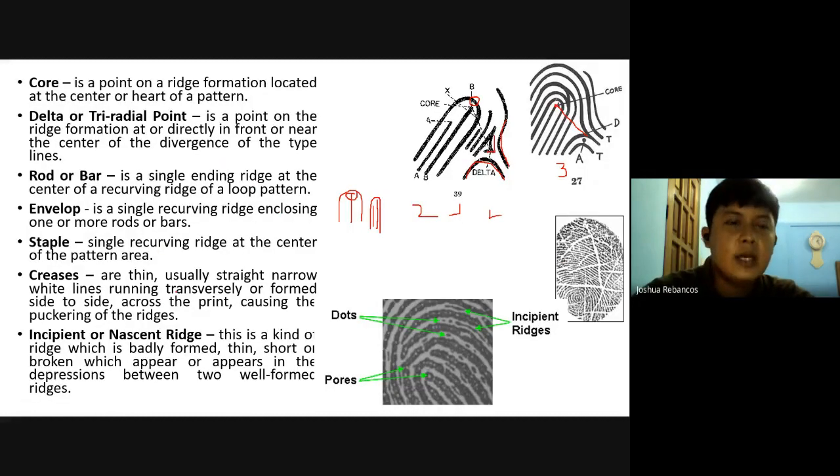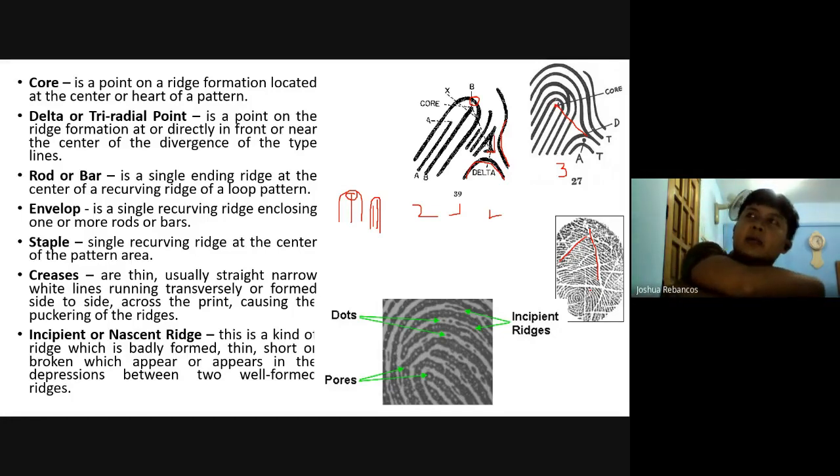We have the creases. Are thin, usually straight, narrow, white lines. May shortcut natin. Kung titignan nyo, ito yung creases. Itong mga white na yan. Yan yung nag-i-interrupt or nagdi-distract sa ating ridges. Kasi kung meron yan maraming ganyan, pwedeng mag-cause siya ng confusion o kaya mahirap basahin yung fingerprint natin. Kasi nga, sobrang dami ng creases, mahihirapan ka magbilang. Kasi baka mapagkamalan mo pang crease yan.